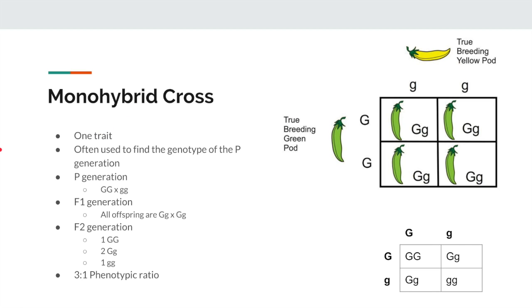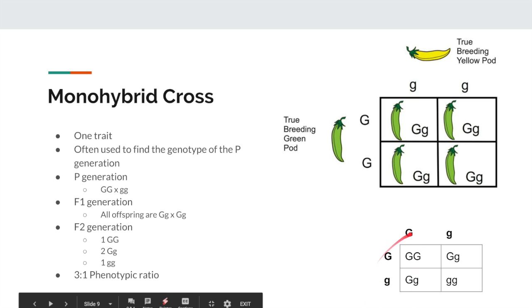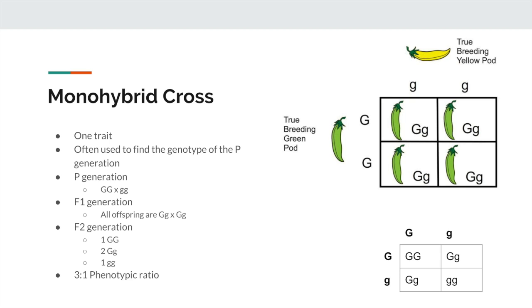Now let's look into the application of all this a little bit. So a monohybrid cross is just about one trait. And it's called a monohybrid cross because it's usually considering the cross of two heterozygous parents. But it's about the process though. So we usually use these kinds of crosses in order to find the genotype of the P generation. So this is purely investigative for the most part.